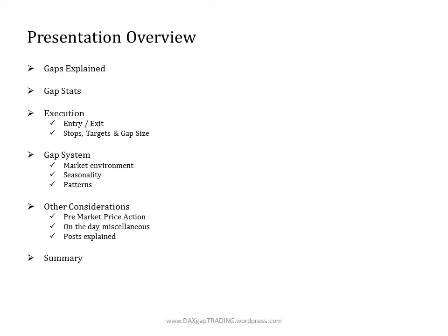Next, we'll be taking a look in depth as to how I created my gap system. We'll be looking at the 3 components of the system: the market environment, seasonality, and patterns. And then finally some other considerations such as the pre-market price action, various miscellaneous items to consider on the day. And I'll be looking at each of the sections relating to the daily posts. And then we'll be wrapping it up with a summary and covering why I think that selection is the key criteria with DAX gap trading. So with that, let's get started.